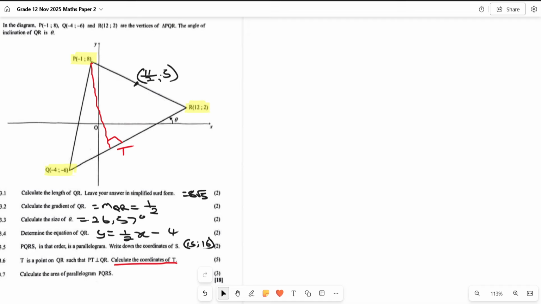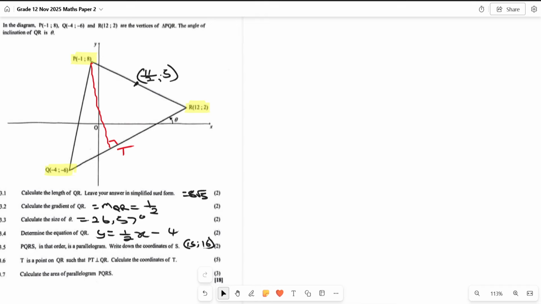Okay, well, if we have to get the coordinates of T, I don't think it's going to be very difficult. Yes, it'll be tricky, but impossible, definitely not. Right, look, they say that T is a point on QR such that PT is perpendicular to QR. So did we calculate the gradient of QR? I think we did. M of QR was 1 over 2.